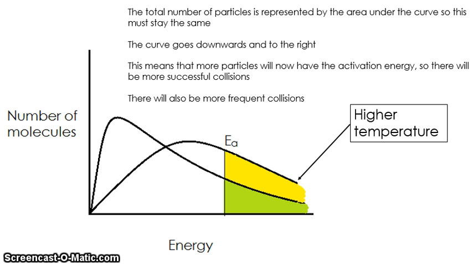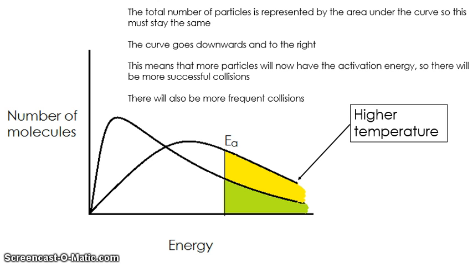So when you're asked to do this in an exam and you're asked to show a curve representing an increase in temperature, make sure the curve goes downwards and it goes to the right. If you're asked to do the opposite, of course, if you're asked to show a decrease in temperature, then it would have to go left and it would have to go upwards.